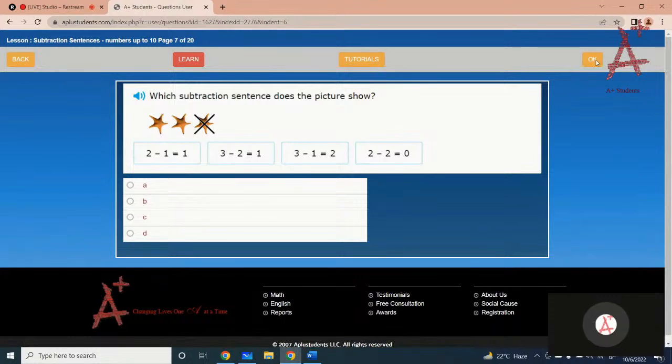Okay, which subtraction sentence does the picture show? You have 3 of the stars. Out of 3, one of them is crossed out. So you have 3 subtract 1, and on the other side you are left with the ones that are not crossed out. So how many of them are not crossed out? Yes, option number C is the correct one. It is 3 subtract 1 equals 2. Got it?